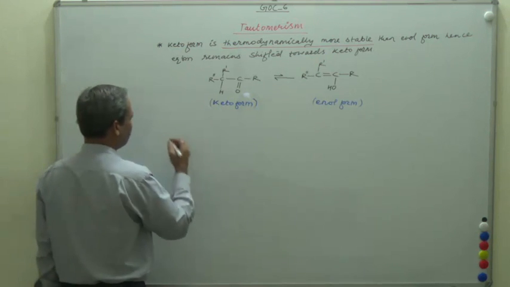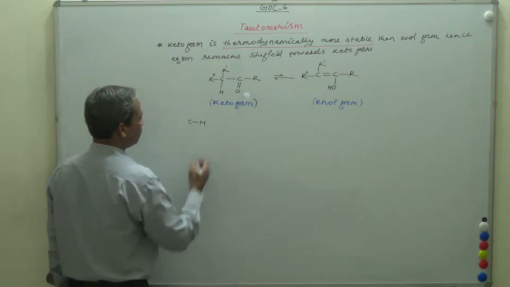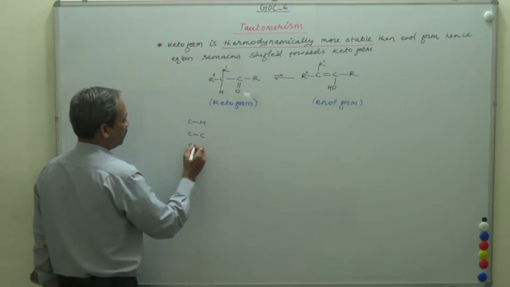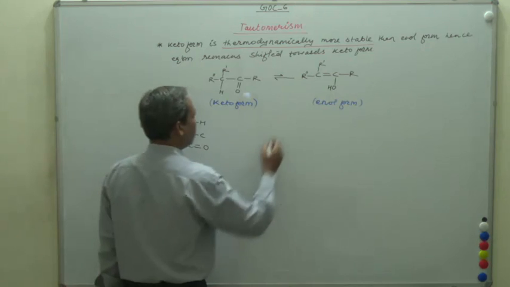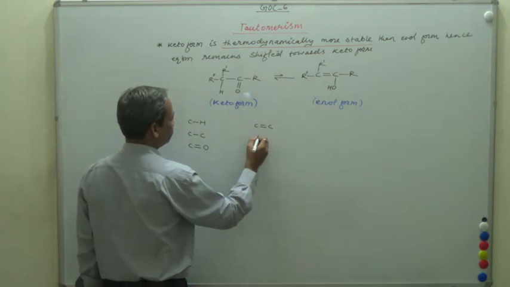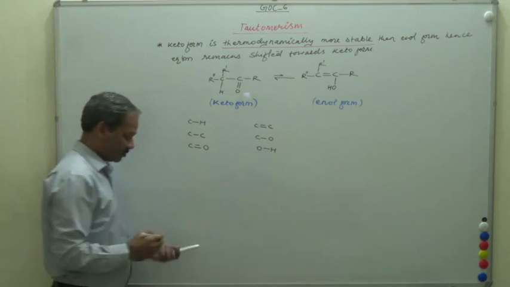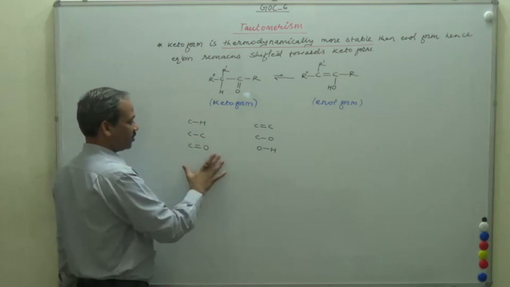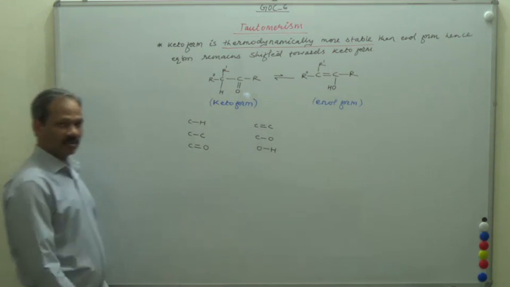Now, thermodynamic stability means to say, in keto form, there is one C-H bond and one carbon-carbon single bond and one carbon-oxygen double bond. In enolic form, there is a carbon-carbon double bond, a carbon-oxygen single bond and an oxygen-hydrogen single bond. The sum of bond dissociation energies of these three bonds is more than the sum of bond dissociation energy of these three bonds.